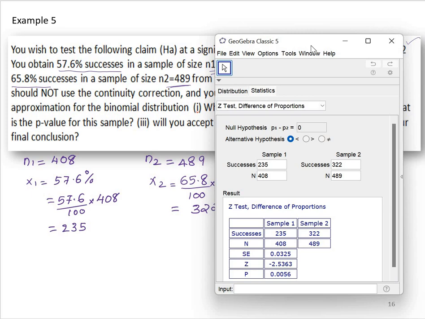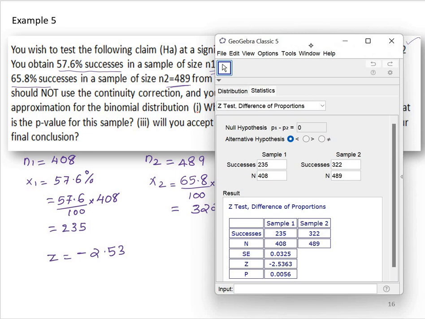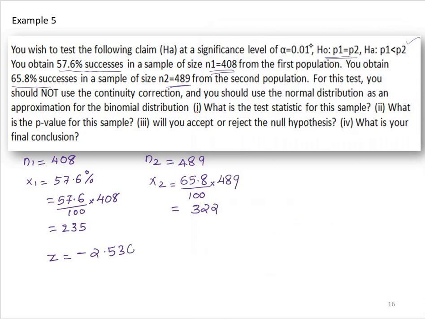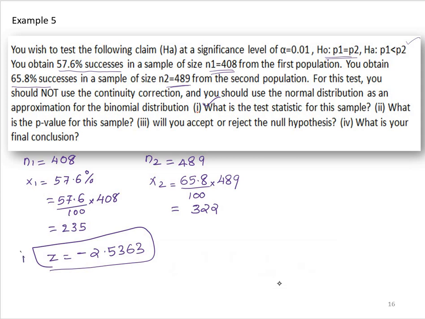The Z value, that is the test statistics, is negative 2.5363. Z is equal to negative 2.5363, right? Yes, and that is the test statistics. So what is the test statistics? That is the answer. What is the P value? The P value is this one, 0.0056. So that is the first one.